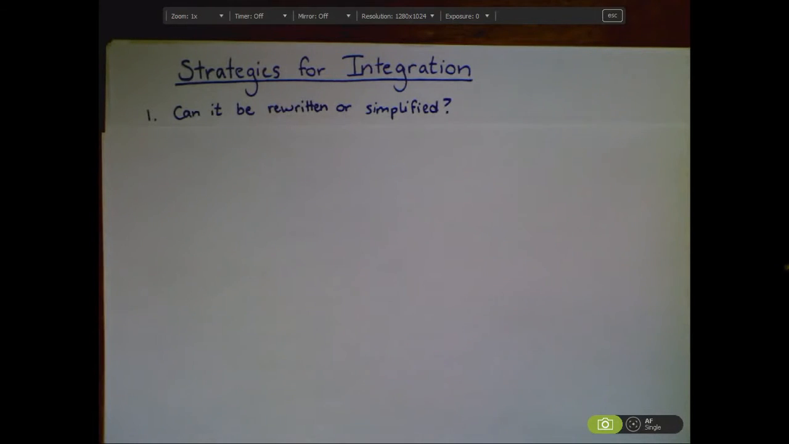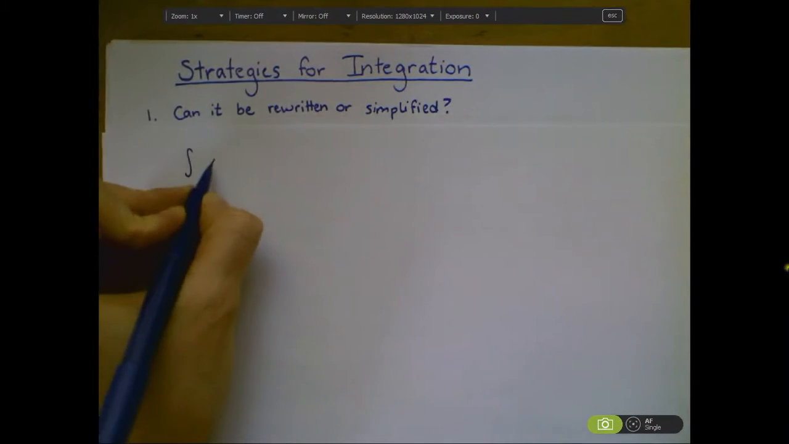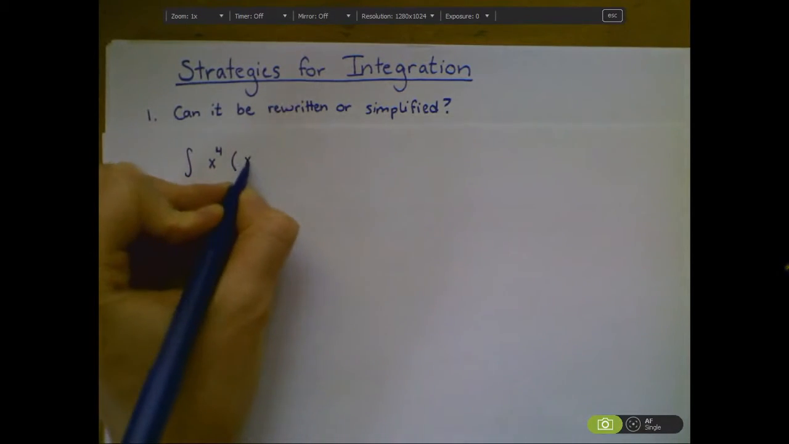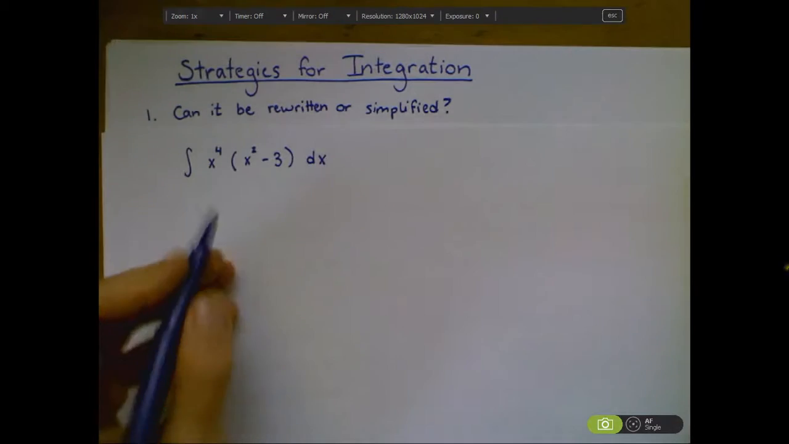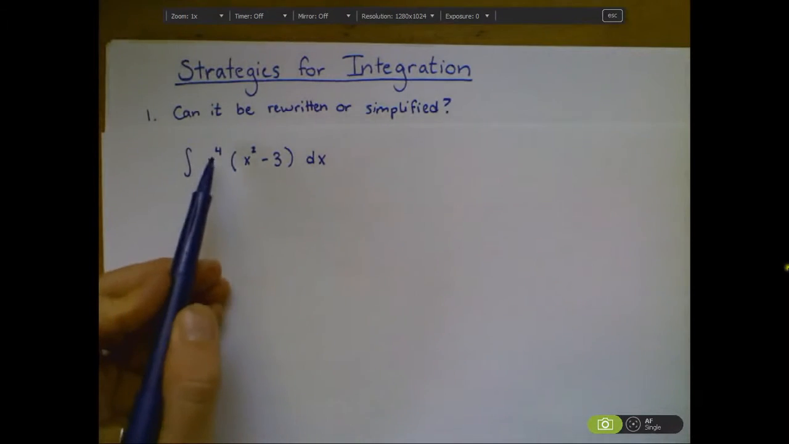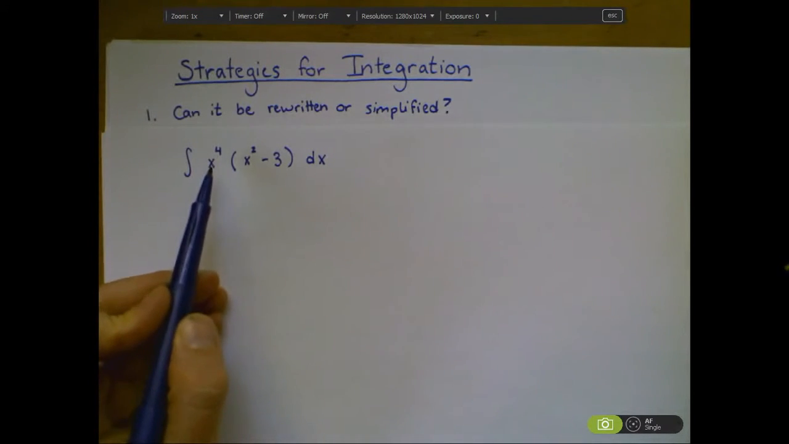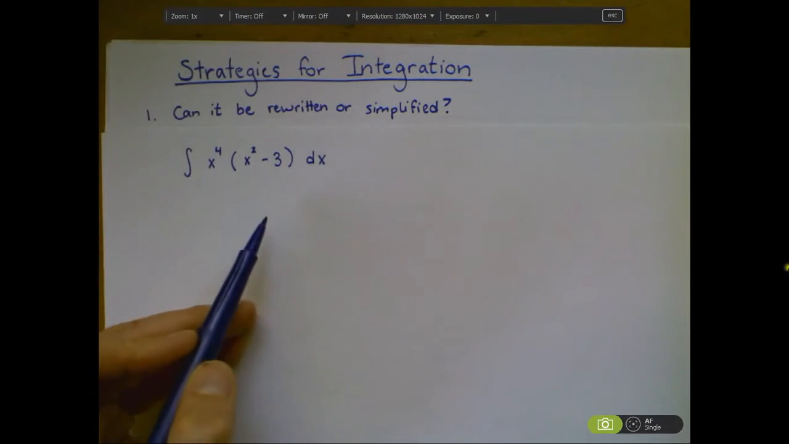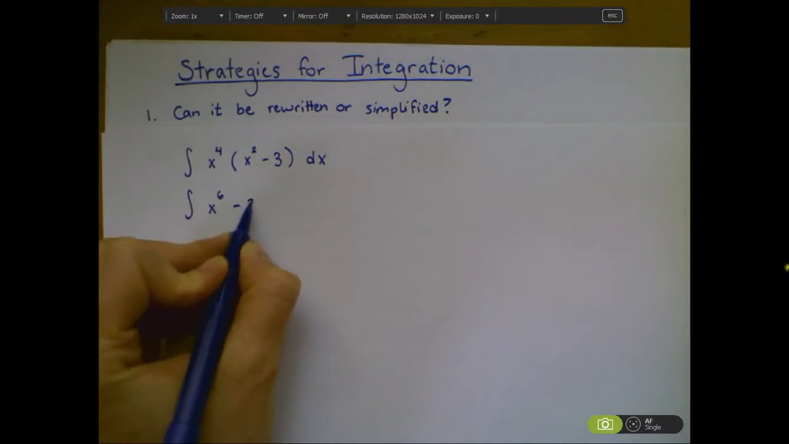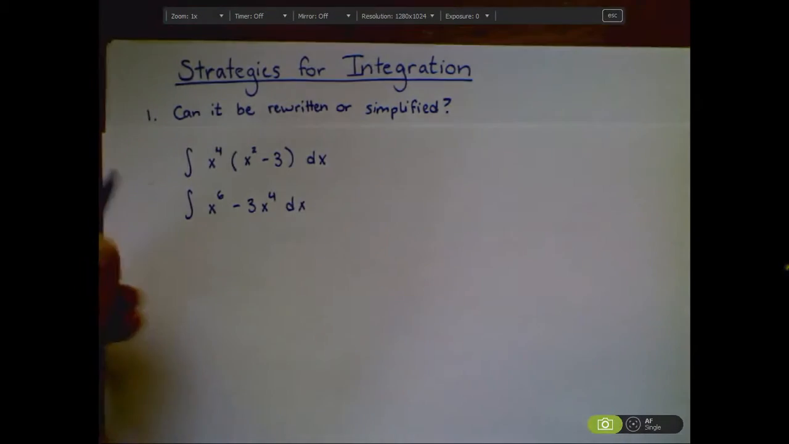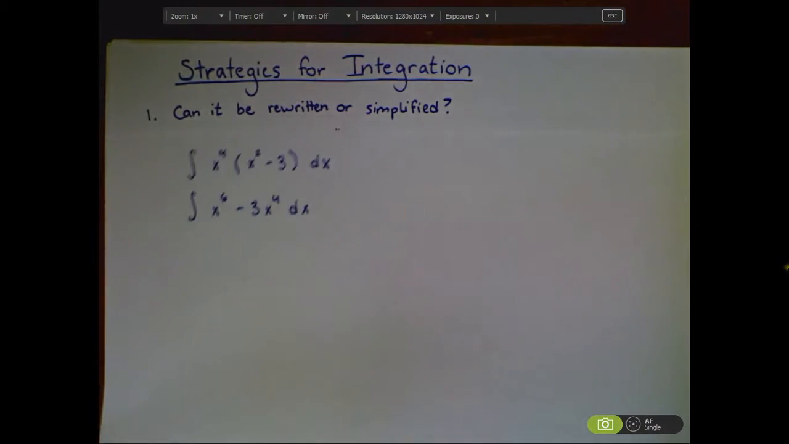The first check is, you're given an integral and you have to ask yourself, can it be rewritten or simplified? For example, if I were given the integral of x to the fourth times x squared minus 3 dx, this is a classic example of something where I can't apply power rule directly because these are two different factors multiplied by one another. But if I just use the distributive property and get x to the sixth minus 3x to the fourth dx, now I can apply power rule on each of these terms individually. So that's one thing to keep in mind.